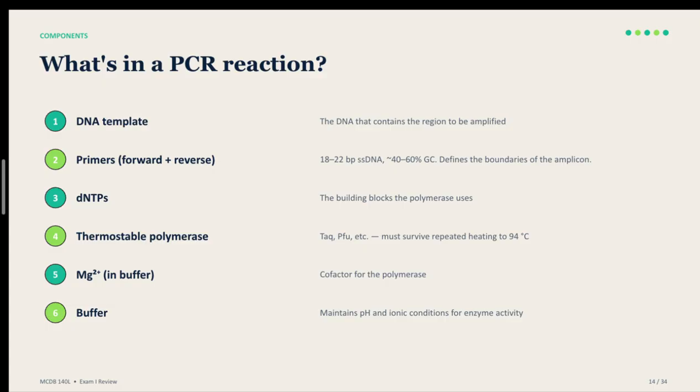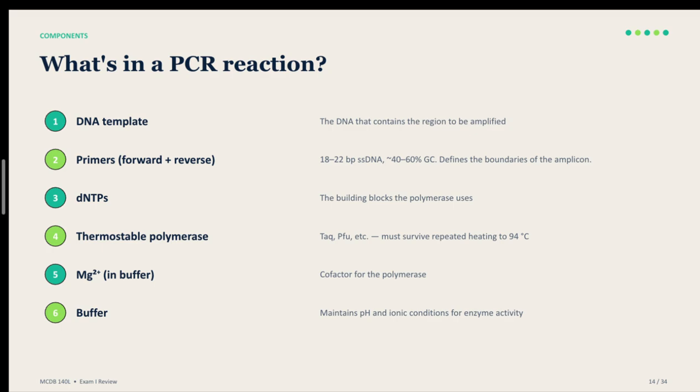You need primers, so you need forward and reverse primers. So these are the things that define the amplicon, right? The thing that you're actually amplifying. And we'll talk about the design in the coming slides. The design of these is actually pretty important, so make sure to pay attention.